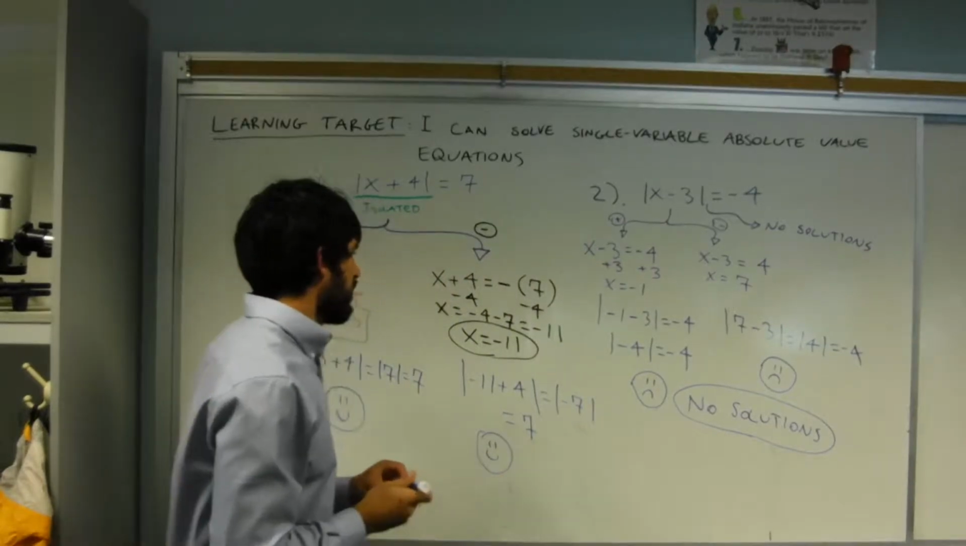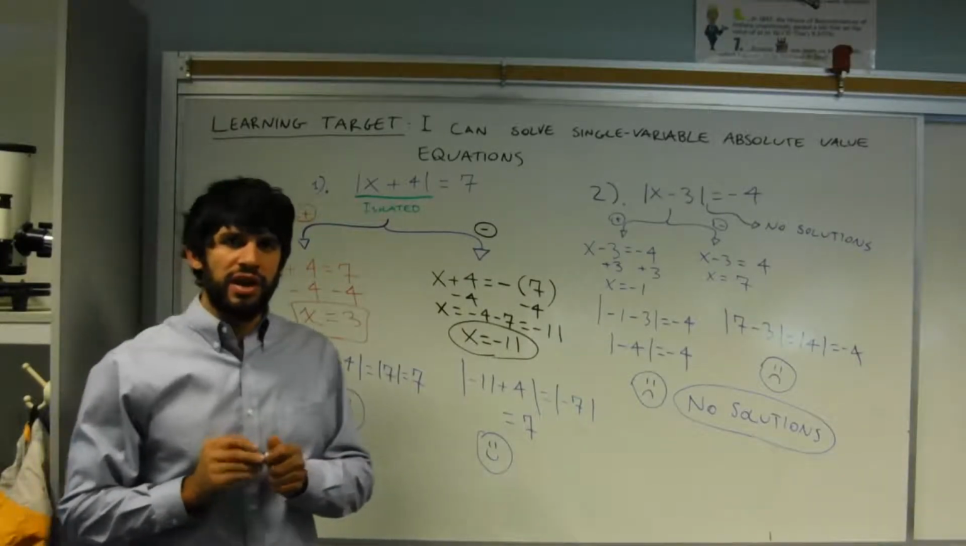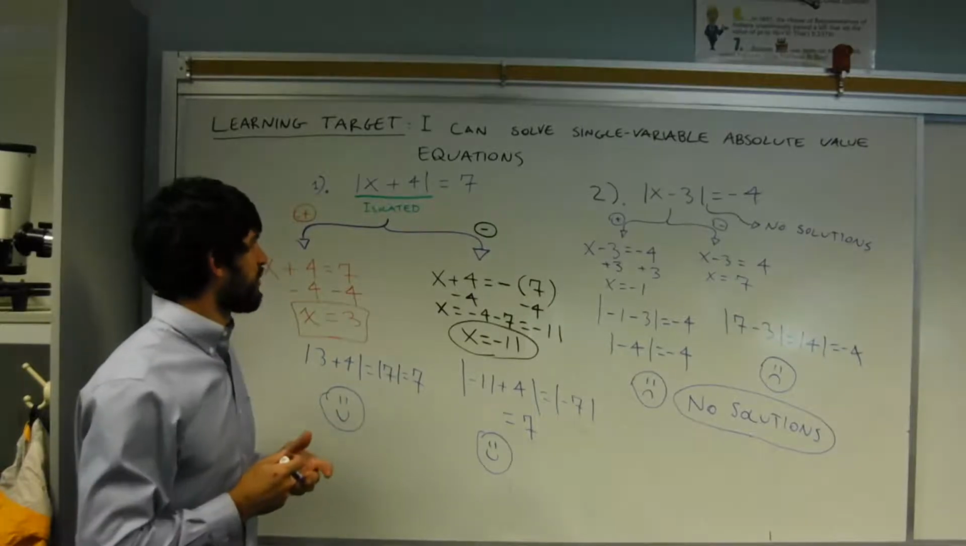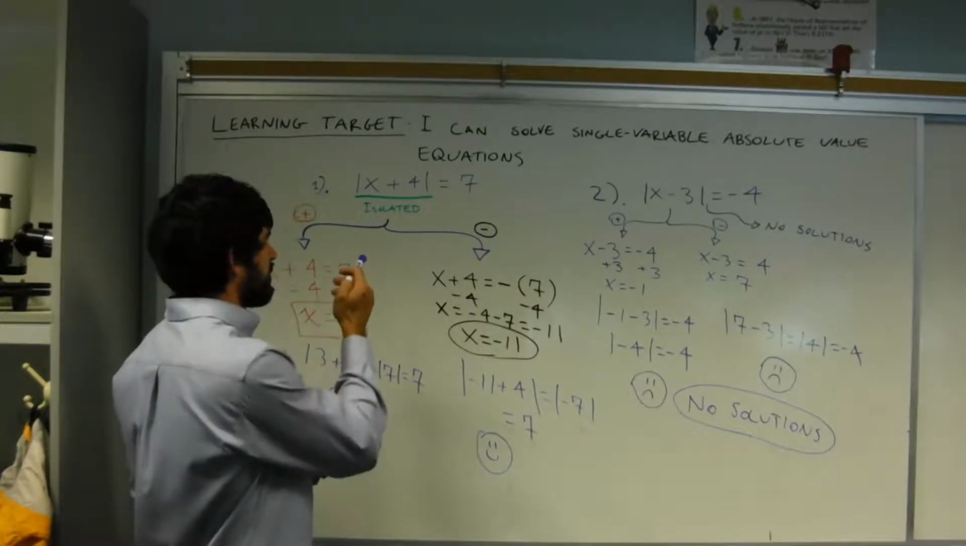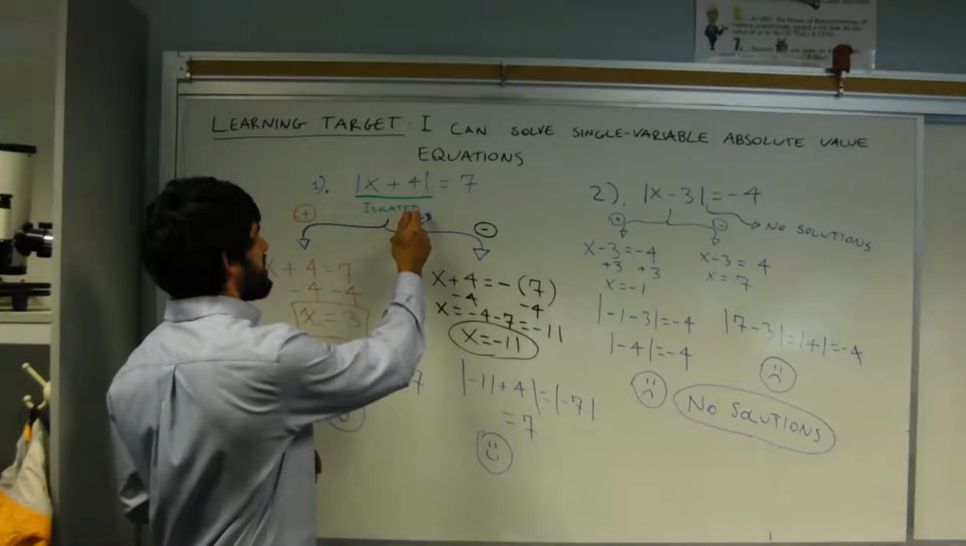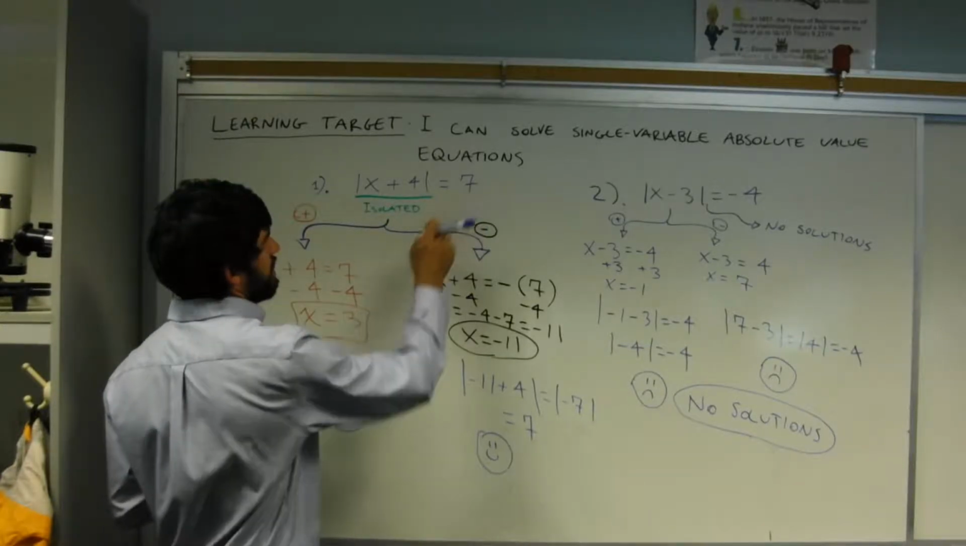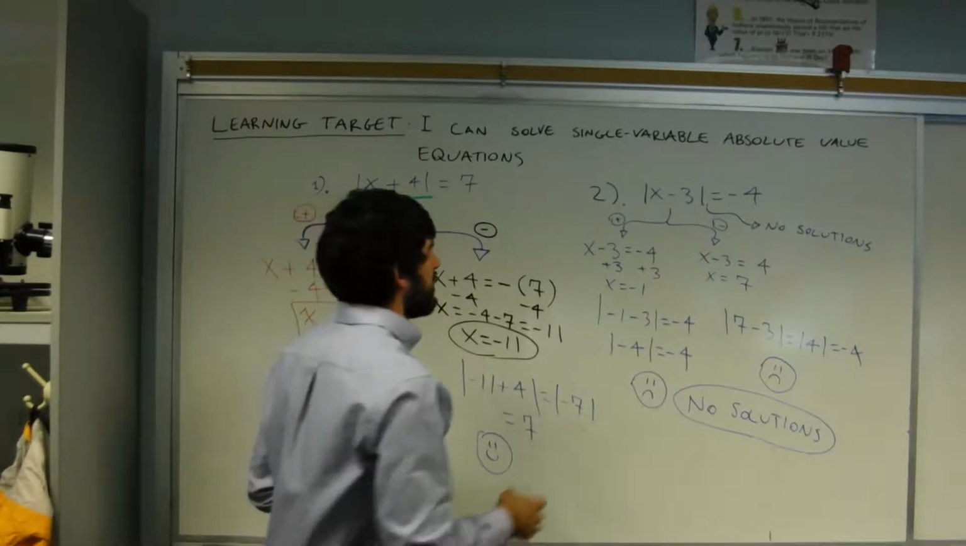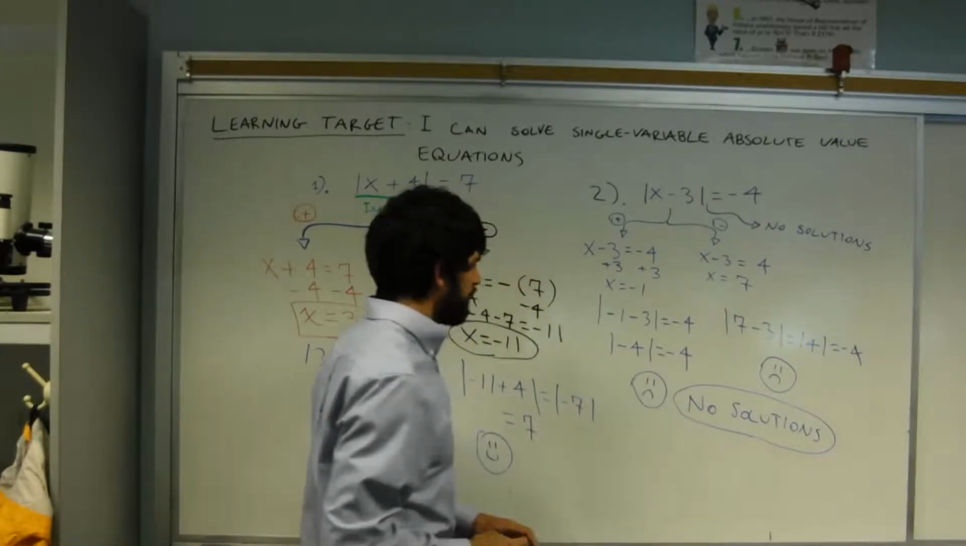And that's just something to always look at in an absolute value equation, right from the start. Look at it and say, is it possible? In this case, we'd say yes, an absolute value can be equal to +7. In this case, no way.